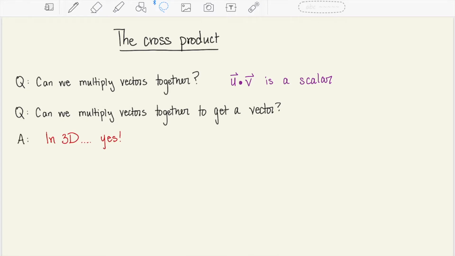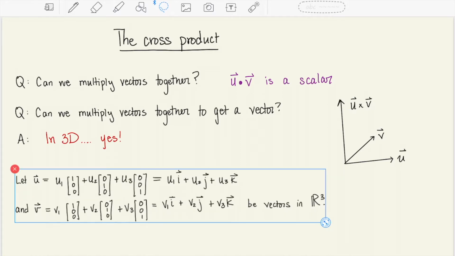As long as we're in 3 dimensions, then the answer is yes, and that's the cross product. Indeed, given a vector u and a vector v, both of them living in R3, u cross v is going to represent a third vector that also lives in R3. Let's set up a bit of notation and define this with a formula.